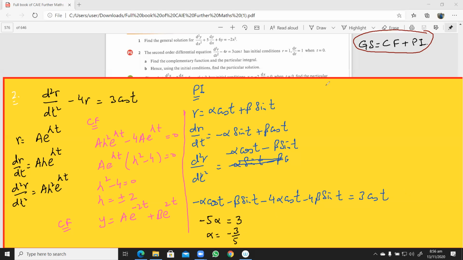Therefore, the general solution is going to be the complementary function plus the particular integral. So r is equal to a e raised to power minus 2t plus b e raised to power 2t and minus 3 over 5 cos t. That is the general solution. Now we have to find the particular solution as well.